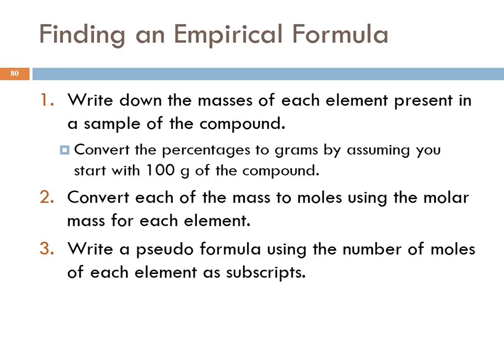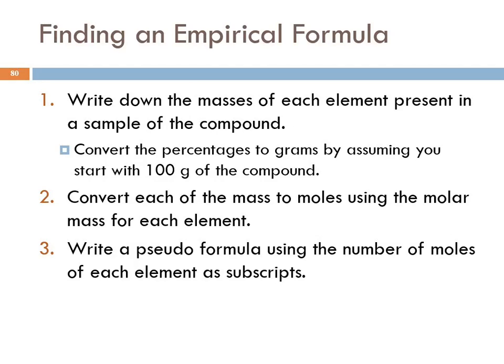I think the hardest thing about finding empirical formulas is just remembering what to do. So here are steps for those of you that like steps. You need to start with the masses of each element present in the sample. Sometimes they'll give you percentages instead of masses. Well, make it easy on yourself and assume that you have a 100-gram sample. Then if it's 69% oxygen, that means there's 69 grams of oxygen. So if they give you percentages, just change the percent to grams and you're good to go.